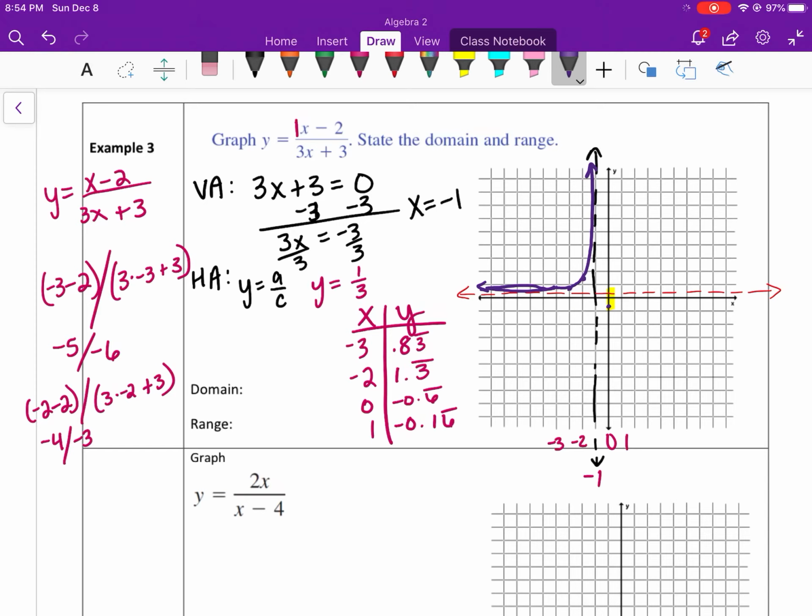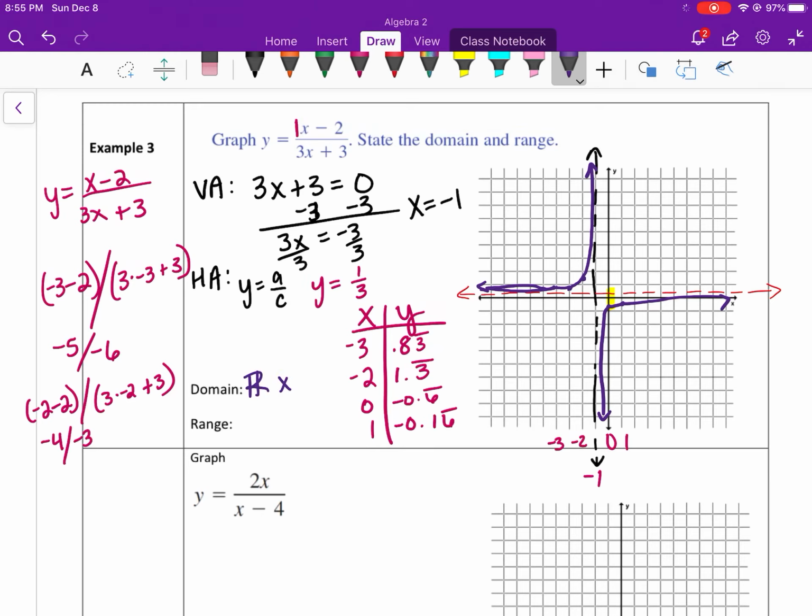And then 1, negative 0.16 repeating. And then using those 2 points to draw my hyperbola. Getting really close to the asymptotes, but not crossing.